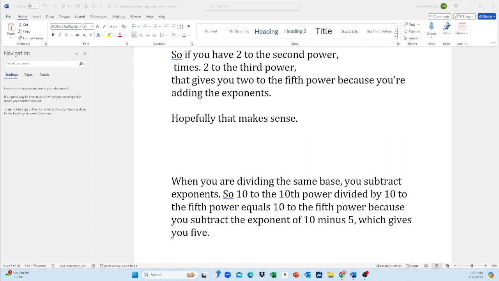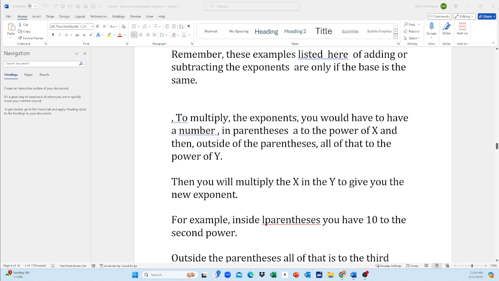When you are dividing the same base, you subtract exponents. So 10 to the 10th power divided by 10 to the 5th power equals 10 to the 5th power because you subtract the exponents, 10 minus 5, which gives you 5. Remember, these examples of adding or subtracting the exponents apply only if the base is the same. To multiply the exponents, you would have a number in parentheses, a to the power of x, and then, outside of the parentheses, all of that to the power of y. Then you multiply the x and the y to give you the new exponent.